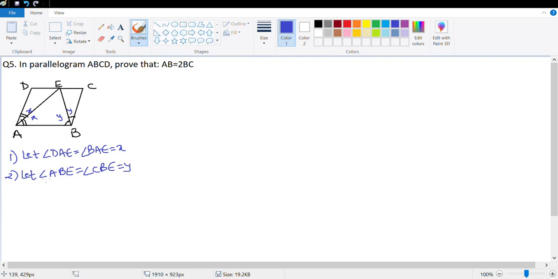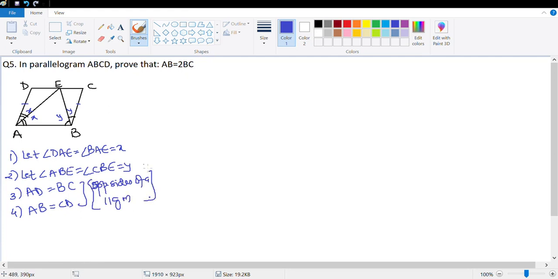Now, how does it help me? This is also given that this side is equal. No, sides are not given equal, sorry. So this side and this side are equal. Number 3 is AD is equal to BC, and number 4 is AB is equal to CD. These are opposite sides of a parallelogram.